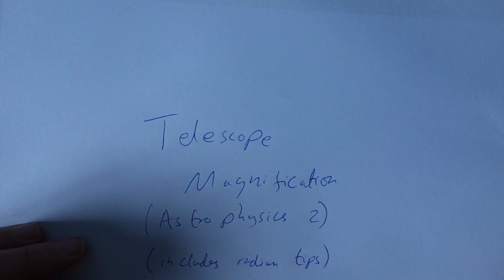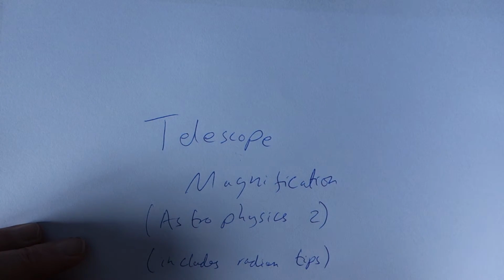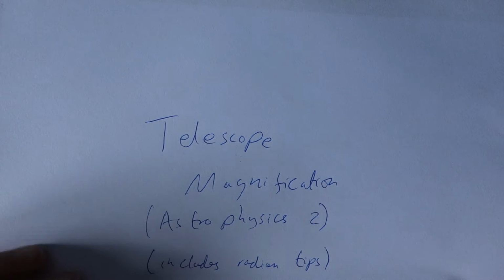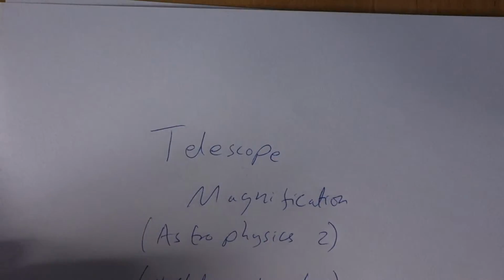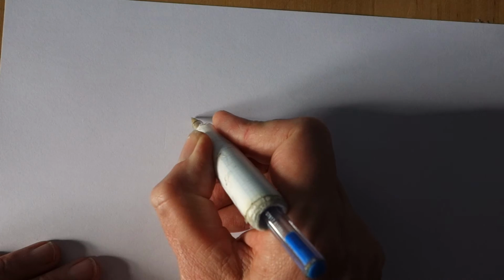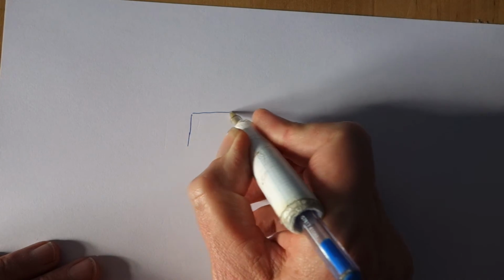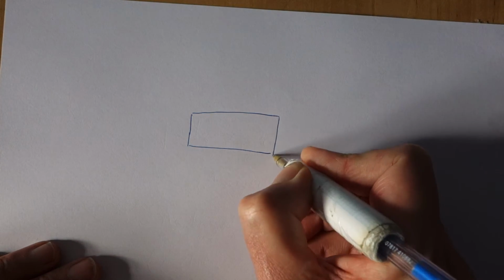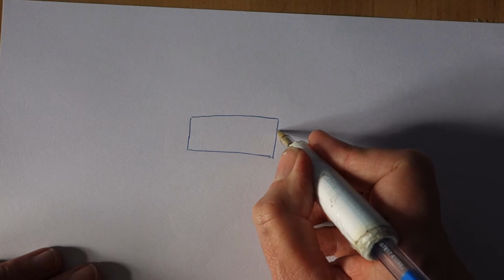Hi, welcome to another video podcast doing telescope magnification, and I'm going to include a little bit of background information on radians because I think that's something that a lot of students try and duck out on. So first of all, I think we just need to establish what our simple telescope is trying to achieve in terms of angular magnification.